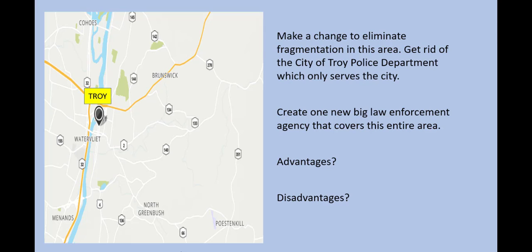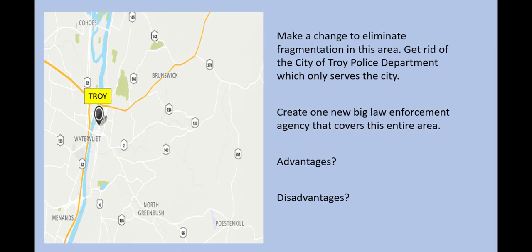And you make a decision as an elected official, and let's say you get real creative and you say, let's get rid of the City of Troy Police Department altogether, because they only cover the city of Troy. And we're not having enough success solving crimes and providing public safety and crime prevention in all these other areas. So let's get rid of the City of Troy Police Department and create one big agency. Get rid of all the town, all the village, all the county. Get rid of it all and have one agency that covers this whole area. Will that solve your problem of fragmentation? Yes, because you'll have one big agency and it's easier to communicate within the same agency. So that solves your fragmentation problem.